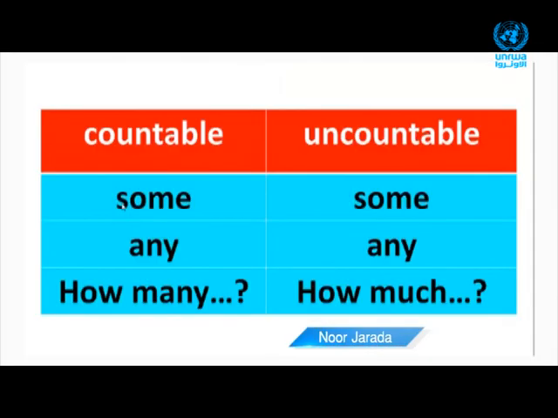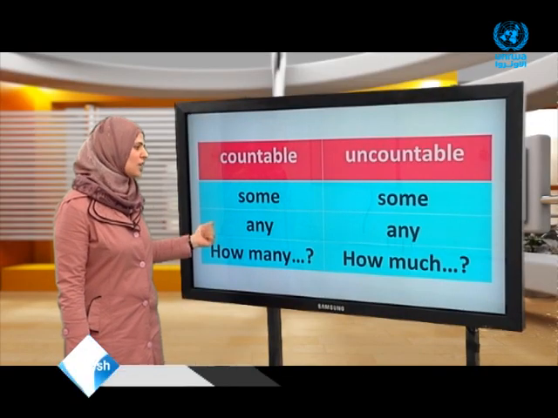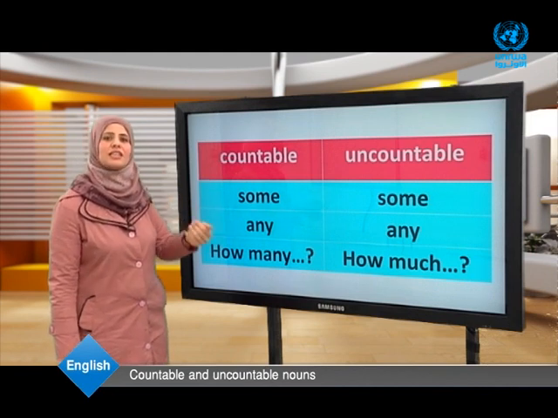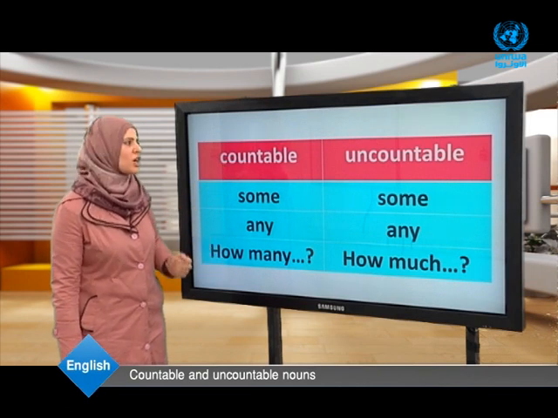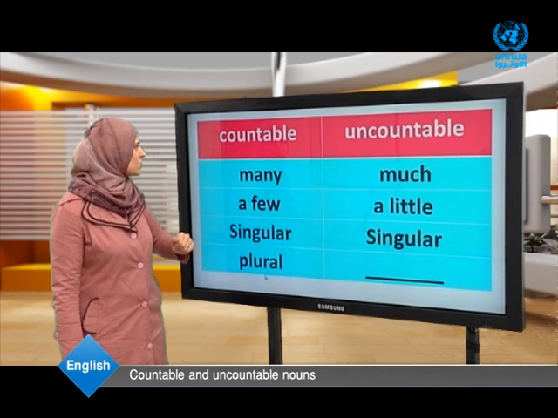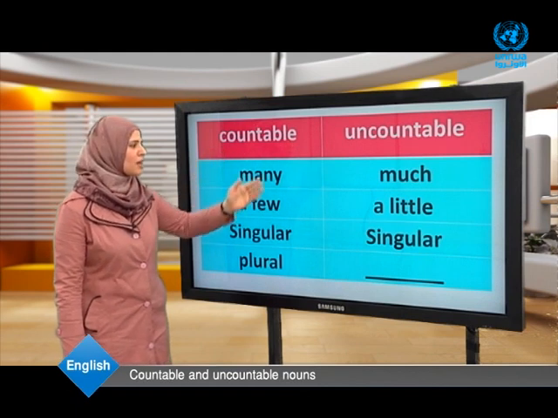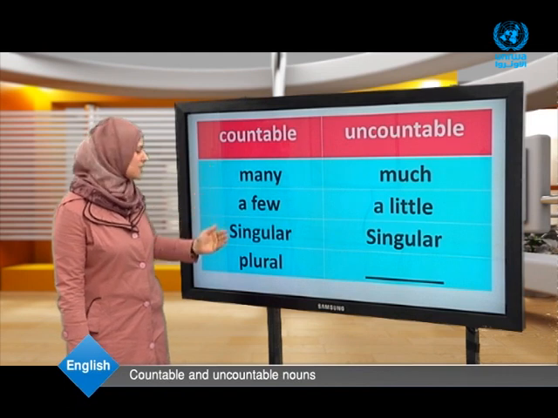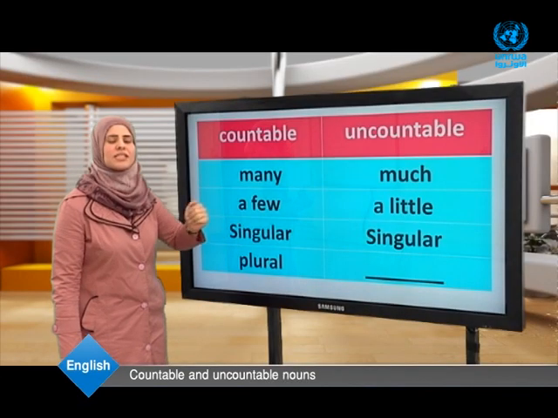Some goes with both countable and uncountable nouns in affirmative sentences. Any goes with both countable and uncountable nouns in negative sentences and in questions. To ask about the countable nouns, we use how many, while to ask about the uncountable nouns, we use how much. Let's go on. Look, dear students, many and a few go with countable nouns, while much and a little go with uncountable nouns. Countable nouns can be singular and plural, while the uncountable noun is only singular.